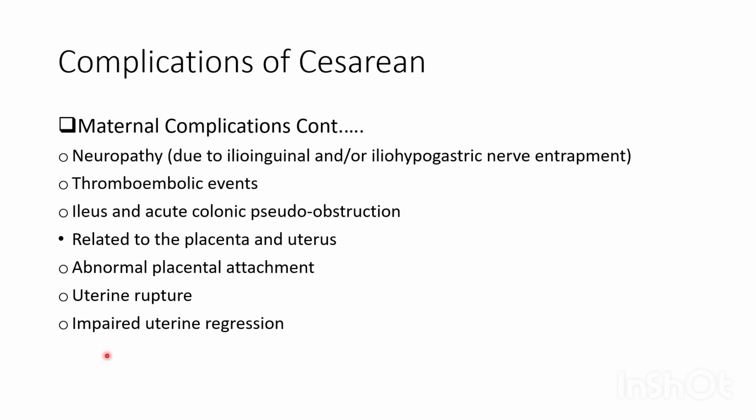Impaired uterine regression. During C-section, a sufficient amount of contractile hormones is not produced, so the tone of the uterine muscles is lost, and due to instrumentation, uterine muscles get weak. So after the C-section, there is impaired uterine regression due to atony.